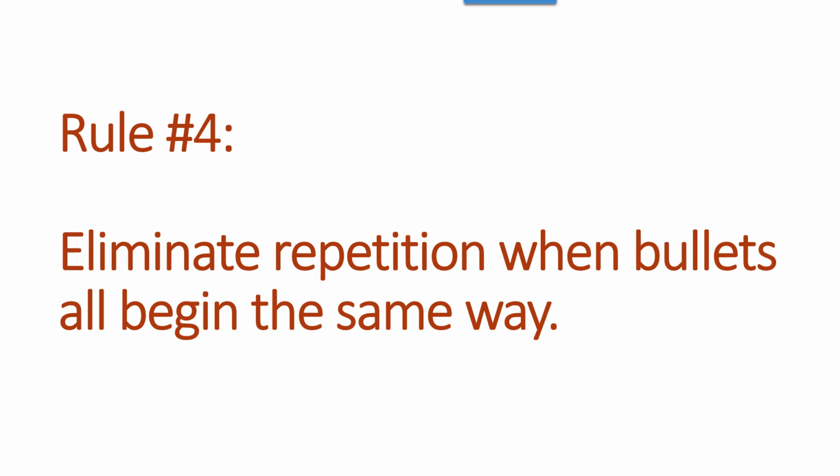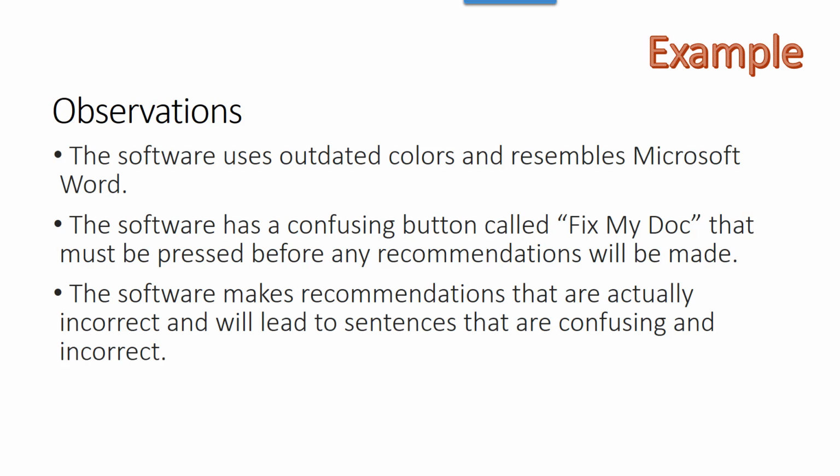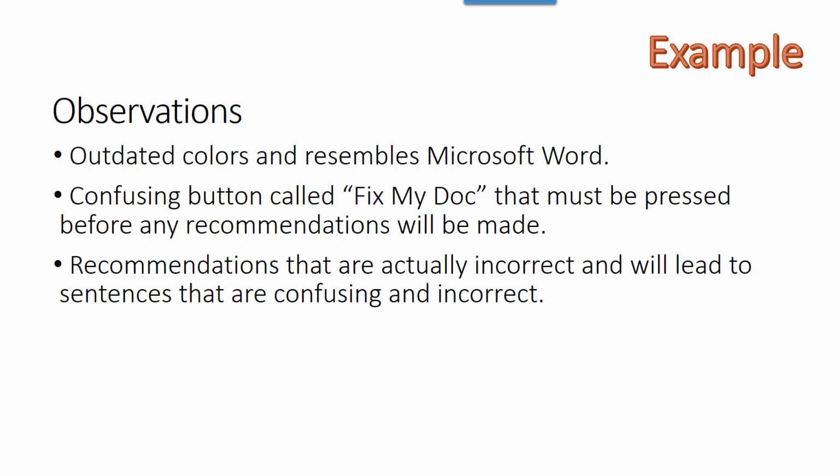Now, I want you to pay particular attention to this rule. Eliminate repetition when bullets all begin the same way, because this is a big issue I see with students, and it's a difference between a C or a B and an A. So if I have these bullets, what do you see that's the repetition, the same here? The software. Every bullet is beginning the same. So if you remove that and you simplify, suddenly the bullet becomes easier to read.